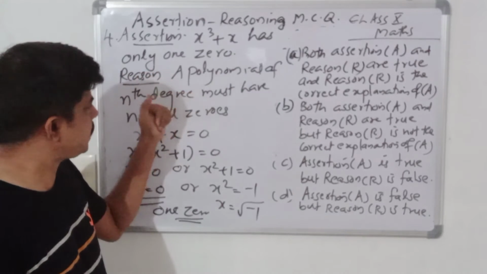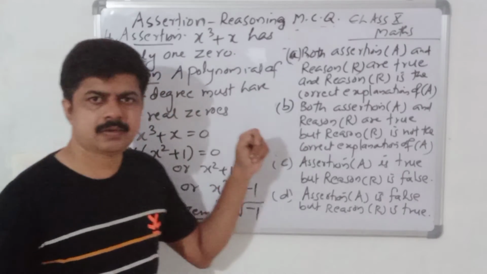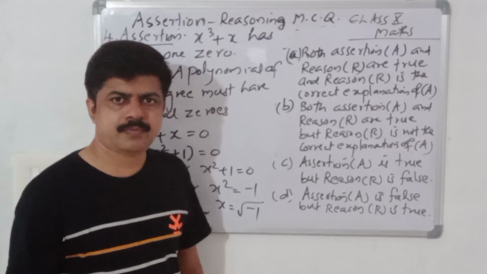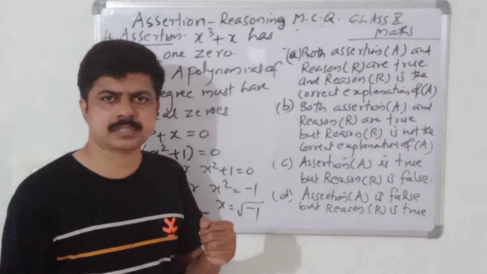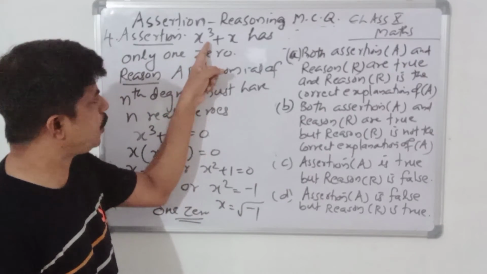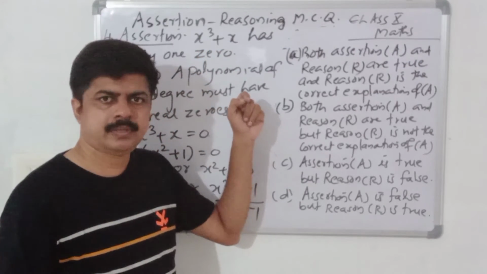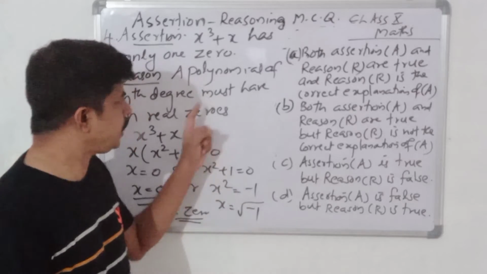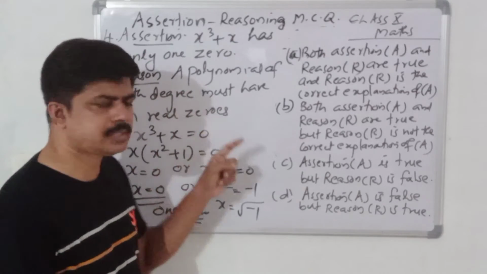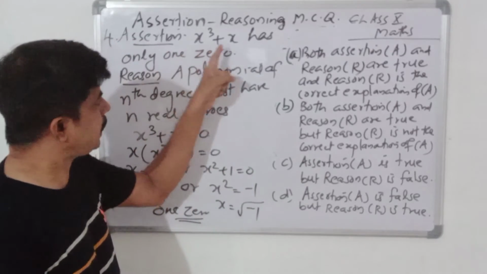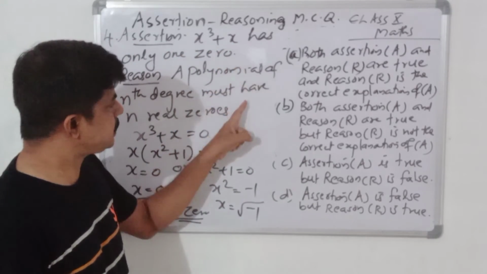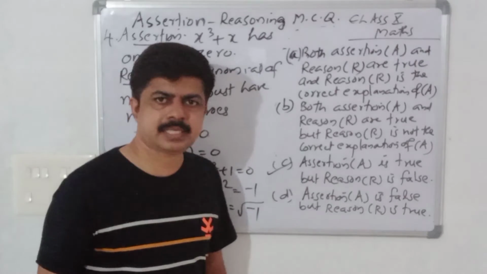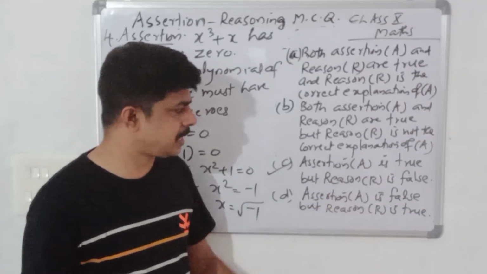Now, according to the second statement, reason, actually this second statement is false. The second statement says a polynomial of nth degree must have n zeros. If a polynomial of fourth degree must have 4 zeros, that is false. Actually, this is a polynomial of third degree. Do you get the 3 zeros? We get only 1 zero. This is not a real zero. We can count only real zeros. A polynomial of nth degree must have n real zeros. That is a false statement. Therefore, assertion A is true, reason is false. Then we have to go for option C. Option C is the right answer. Assertion A is true, but reason R is false.